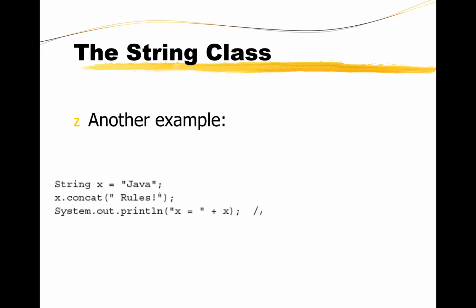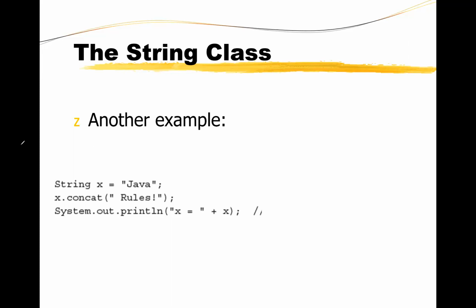Yeah, what is the output? Anushka? X equals Java. Represent Java. Why is it? Why does it print Java? Again, we need to understand that.